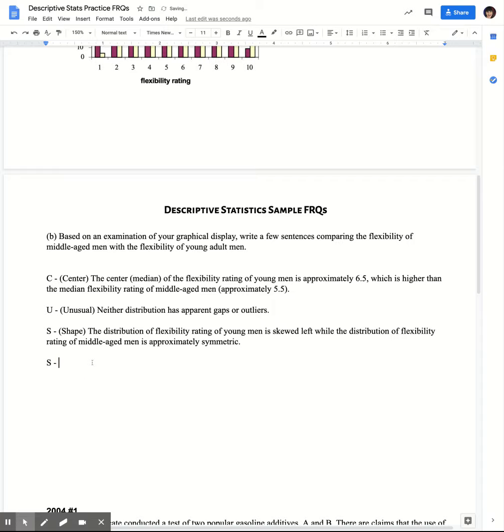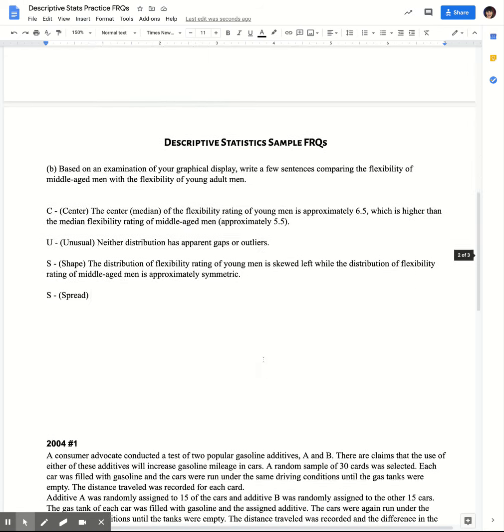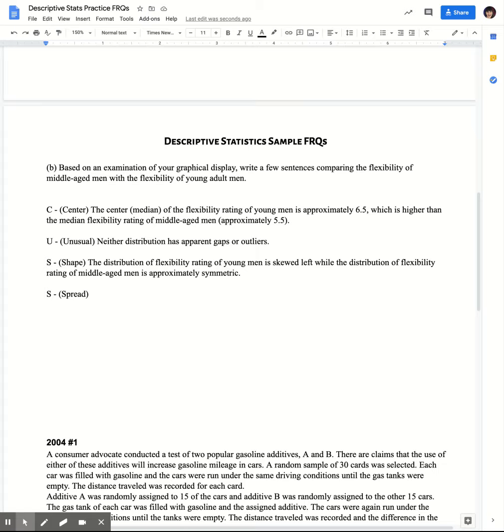All right, and then last is talking about spread. Here they have the same range, right? They have the same range, and so you may want to look at IQR, but I'm pretty sure that the IQR will be the same for both of these as well. So you just want to talk about that briefly and say that the range and IQR are equal for both distributions of flexibility ratings.